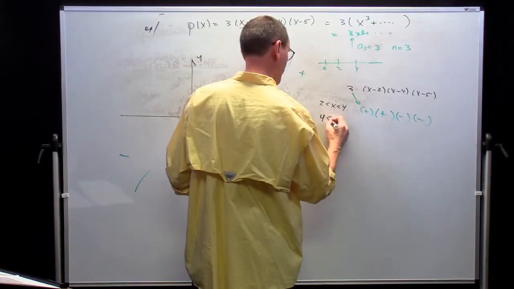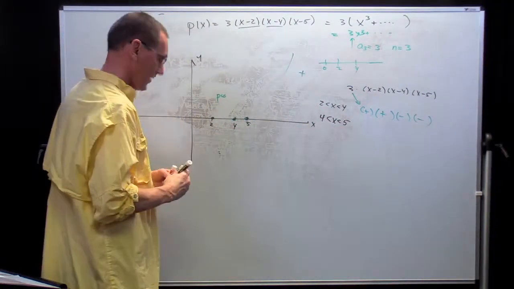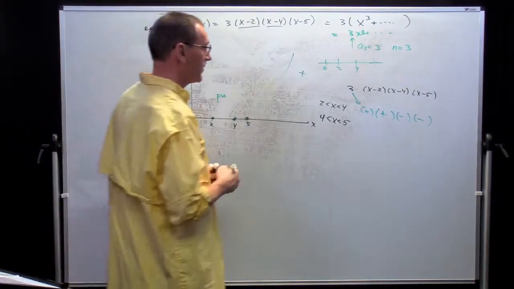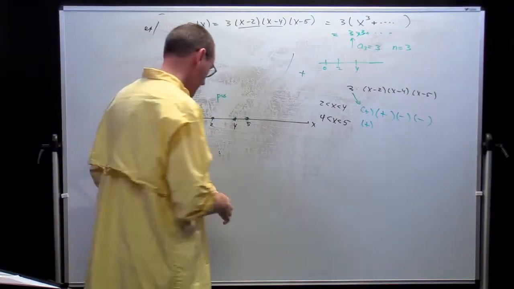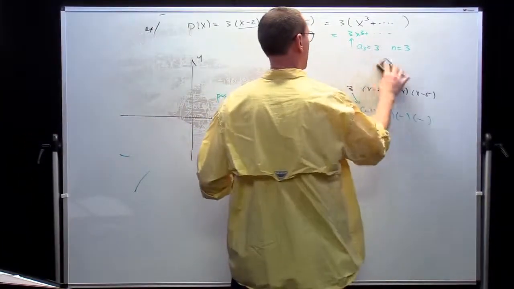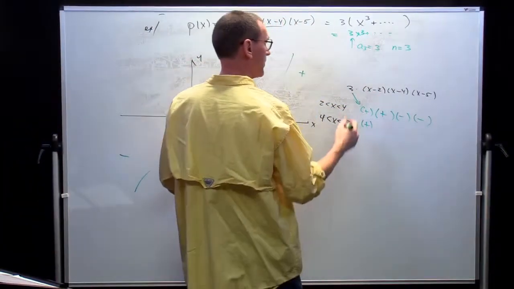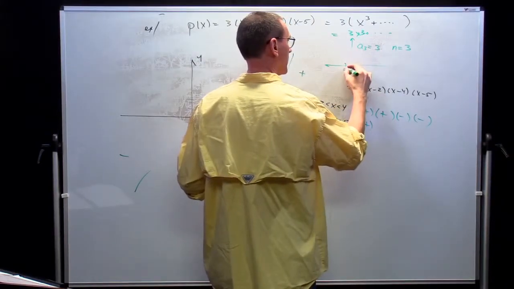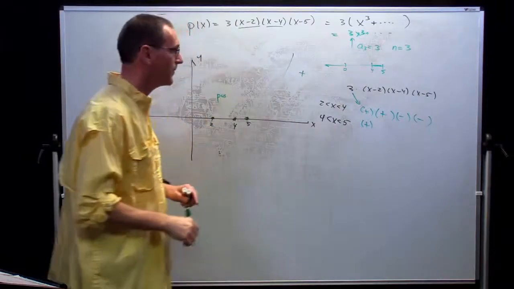And as x goes from 4 to 5, so I'm in this interval here, what is going to happen? Well, let's see. 3 is positive. Let me change my number line here. So where am I? I'm working with numbers between 4 and 5. So I've got a number between there and there.